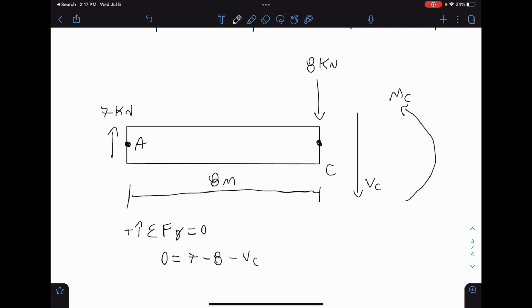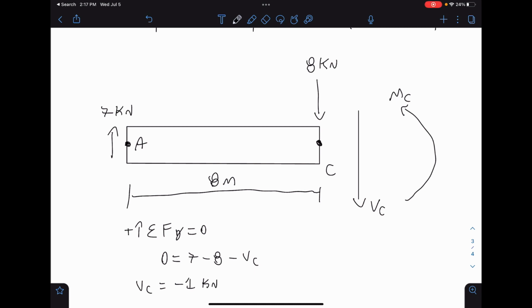So let's solve for our shear force. So VC is equal to, so we're putting that on the other side, right? Now it's positive. 7 minus 8. 7 minus 8 is negative 1. So negative 1 kilonewtons. So all that means is that our assumption that it's acting in the downwards direction at C, it's cutting downwards on it, is wrong, and that it's actually acting upwards.